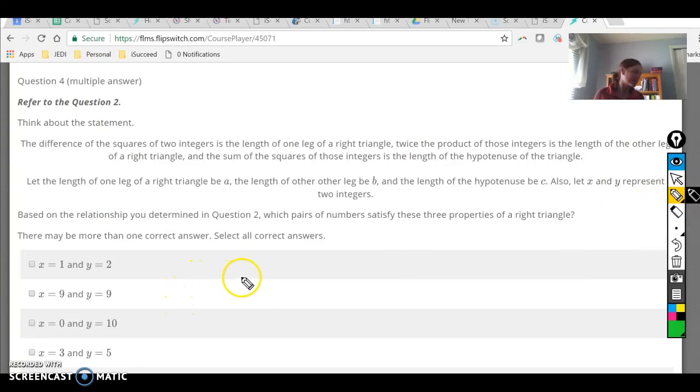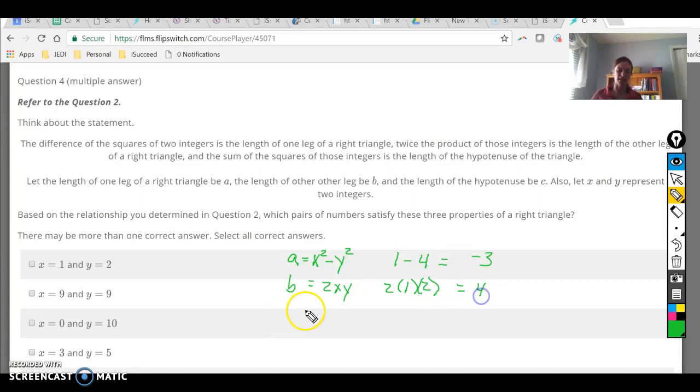If I have x equal 1 and y equal 2, okay, then a is going to be x squared minus y squared, which is 1 minus 4, which becomes negative 3, okay? B equals 2xy, which is 2 times 1 times 2, which is 4. And C is x squared plus y squared, which is 1 plus 4, which is 5.